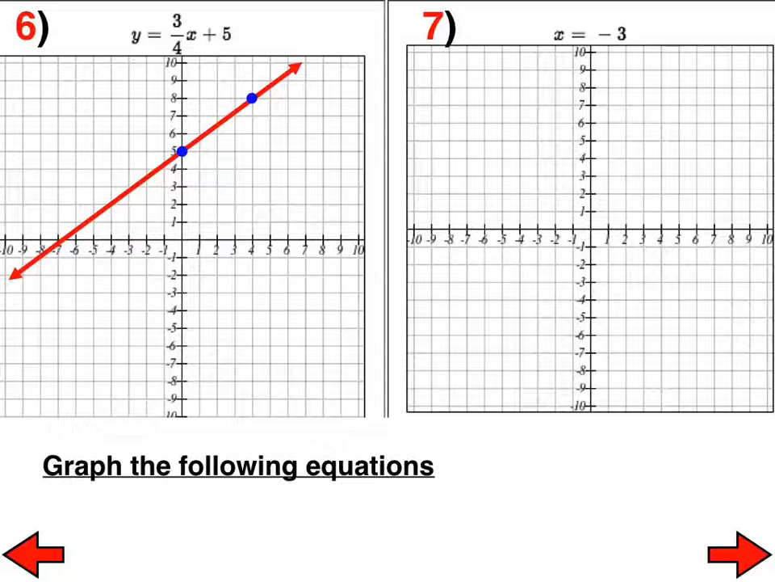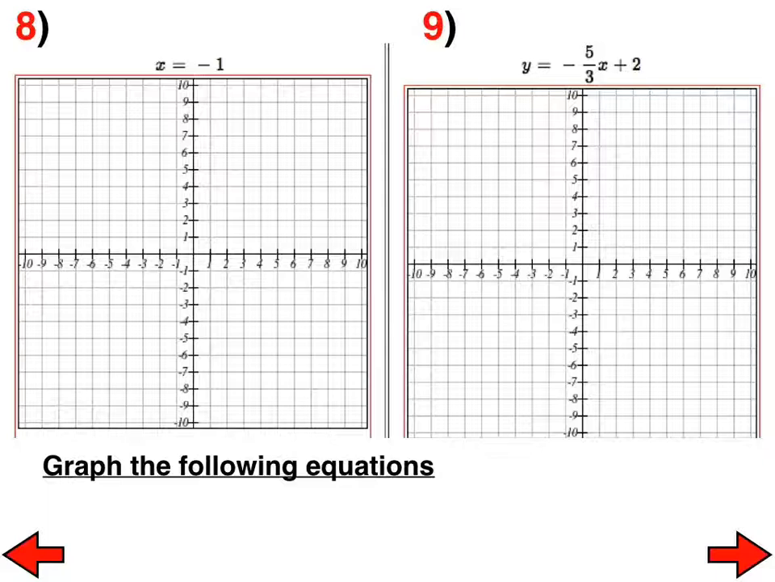All right, number 7. This means that x is always negative 3. So therefore, it should be a vertical line going through x equals negative 3. Make sure that your graph looks like that. Number 8, another vertical line. X will always be negative 1. So that should be a vertical line going through x equals negative 1. Remember, number 7 and number 8 have a slope that is undefined.